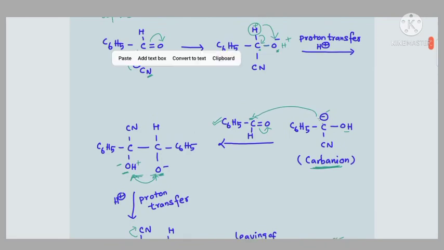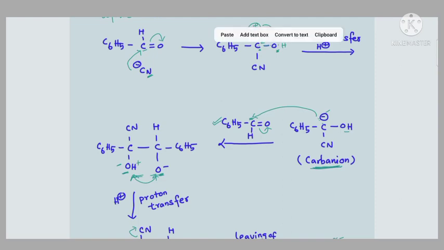First, the CN minus nucleophile attacks the carbonyl carbon of one benzaldehyde and gives an anion like this. Then a proton transfer occurs between this carbon and oxygen. This hydrogen is transferred over here as H plus, so it becomes OH. Now the carbon from which hydrogen was transferred gets a negative charge. That is a carbanion. Now this carbanion will attack the carbonyl carbon of another benzaldehyde molecule. This is the second benzaldehyde molecule. So you get a species like this.